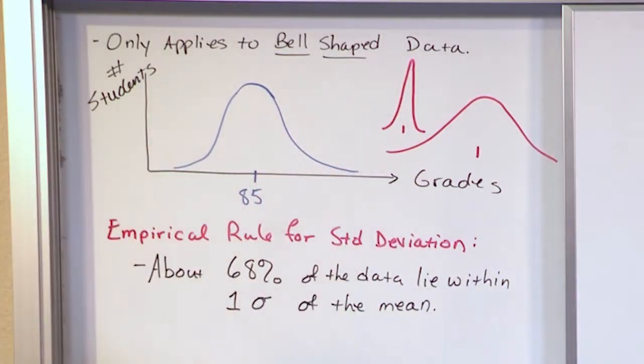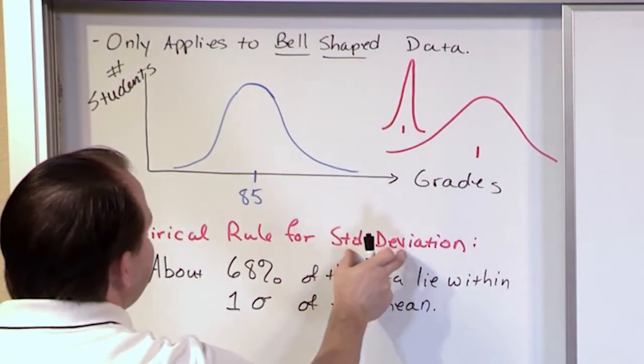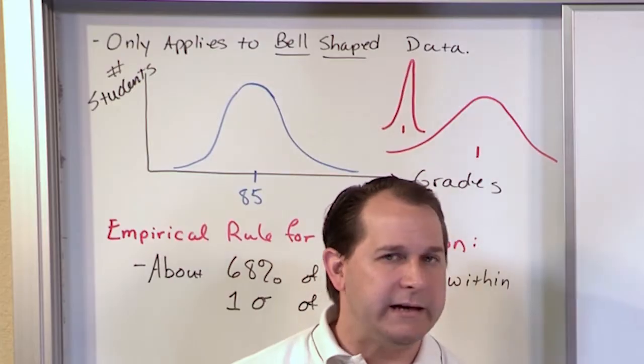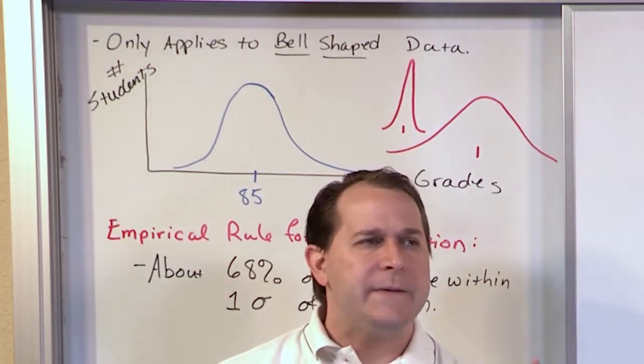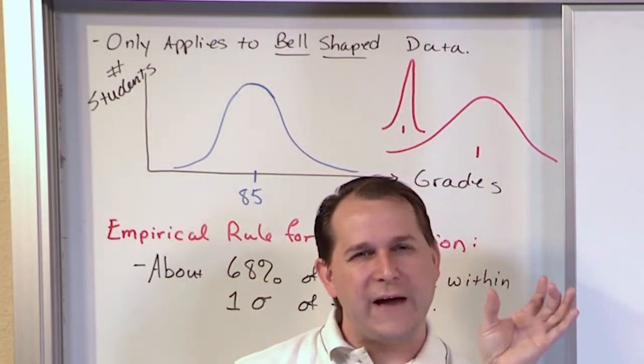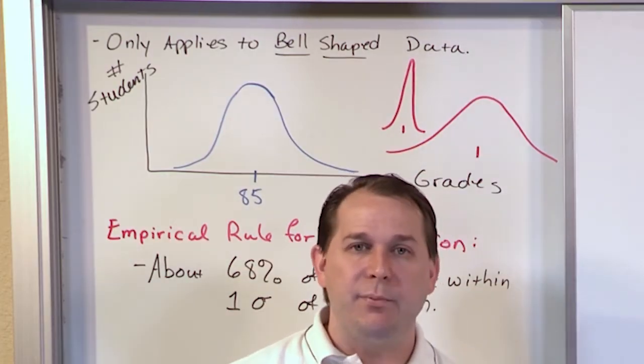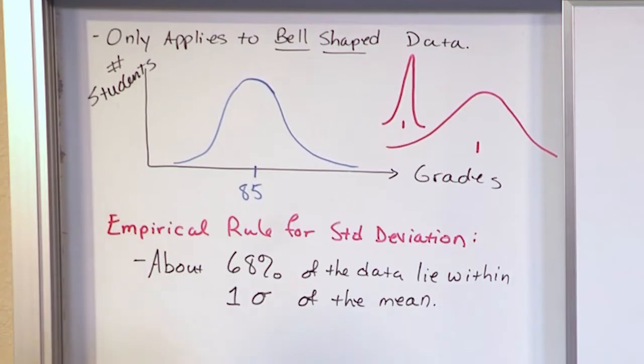So it's a conclusion. It's a rule that tells you how important the standard deviation is. If I have a classroom of 200 people and I know the mean and I know the standard deviation, then I'm immediately going to know the range of values that about 68% of my students are going to lie within. That's how important the standard deviation is as a rule of thumb.